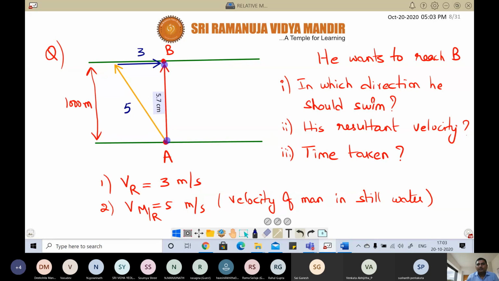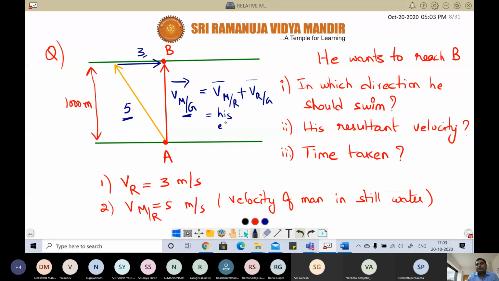This is called the velocity of man with respect to ground. This is his effort. This is the reverse effort. So this is nothing but man's effort plus reverse effort, vectorially. That is what we wrote: velocity of man with respect to ground is velocity of man with respect to river plus velocity of river with respect to ground, which means his effort plus reverse effort. Vectorially, the resultant.